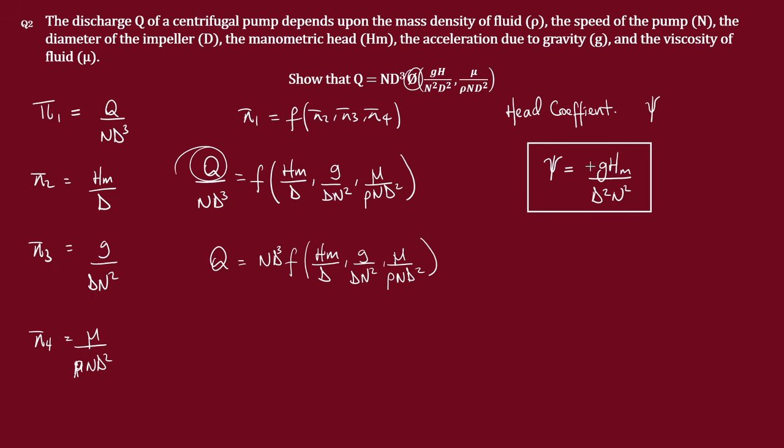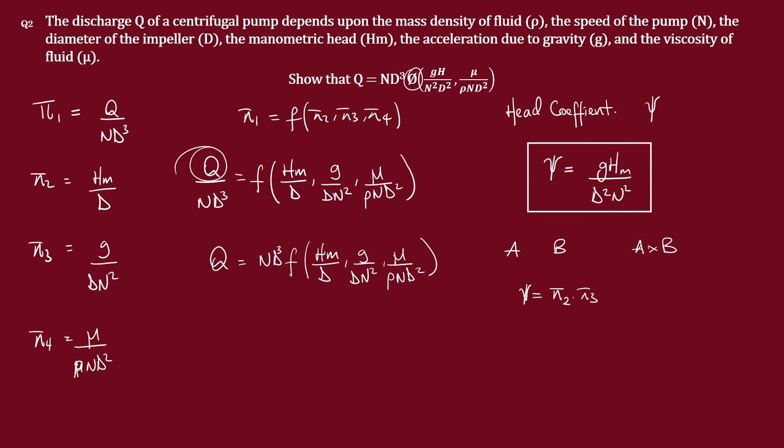But since we're familiar with fluid mechanics, we know that the head coefficient is the product of g times the manometric height over n squared d squared. So if you come over to our dimensionless terms, if a is a dimensionless term and b is a dimensionless term, then a times b is also going to yield a dimensionless term. So we're able to identify that since we know these come together to form the head coefficient, that's the pi group with the manometric height and the acceleration due to gravity. So that means phi is going to be a product of pi 2 multiplied by pi 3, and this is going to be a dimensionless pi group on its own.